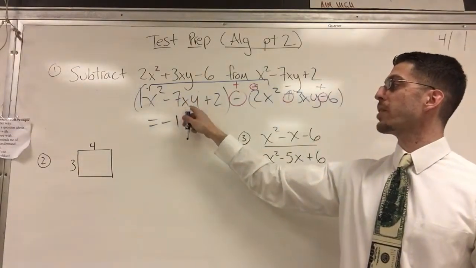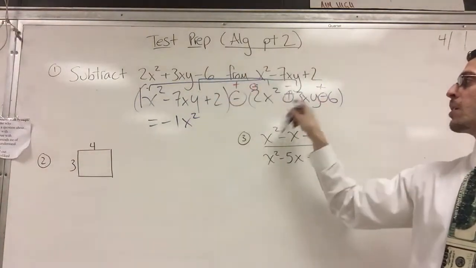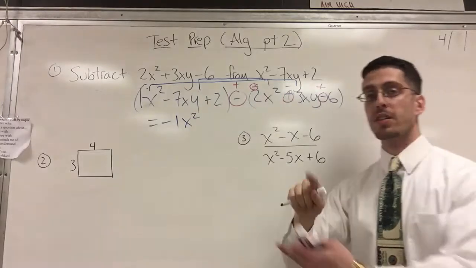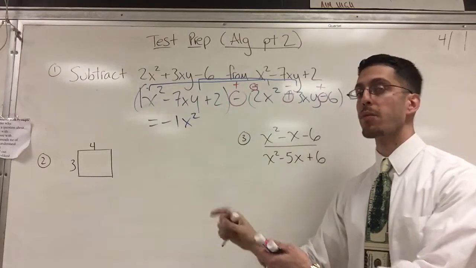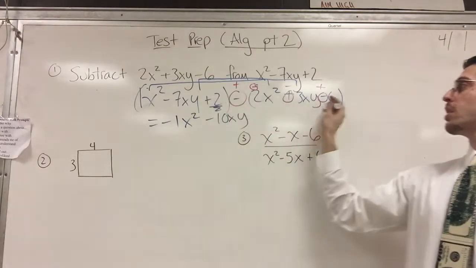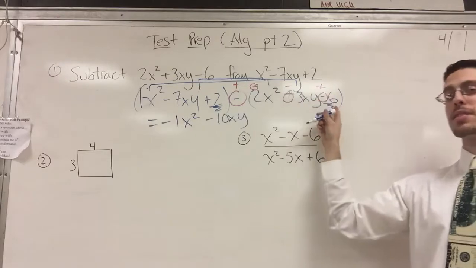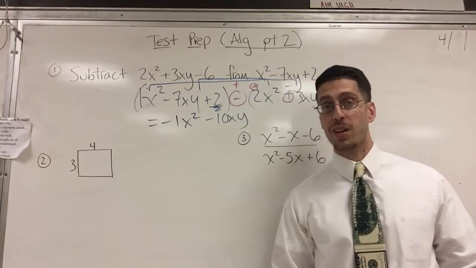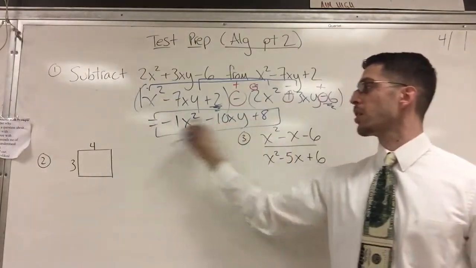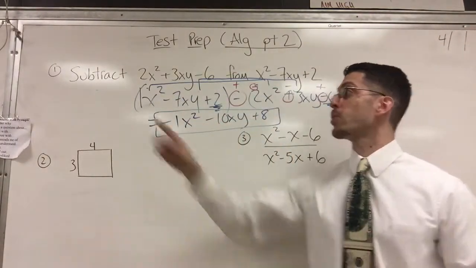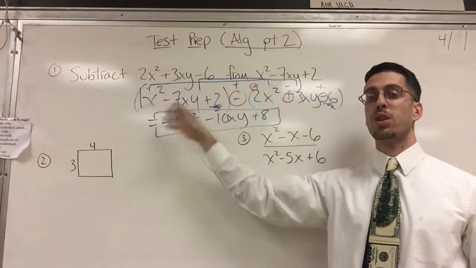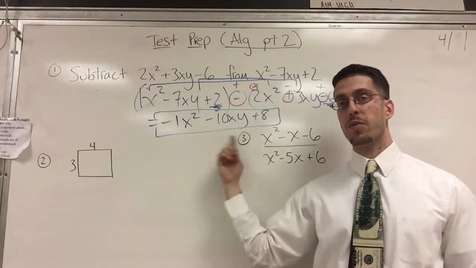Now let's go to -7xy plus -3xy. So again, just the coefficients. -7 plus -3, that's going to give you -10xy. And then I got a 2 and plus a +6. 2 plus 6, hopefully you don't need a calculator, is +8, and there is your trinomial answer. So when you see the word subtract something from something, you put that second term first, you keep, change, change, and you got yourself an answer.